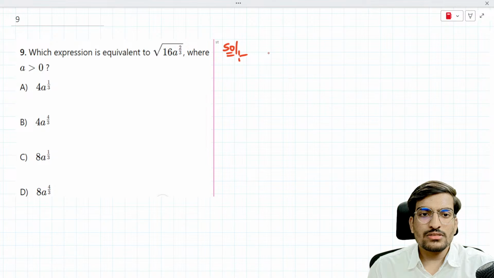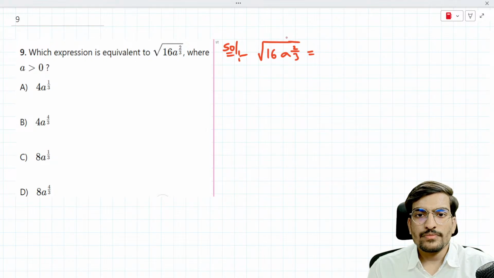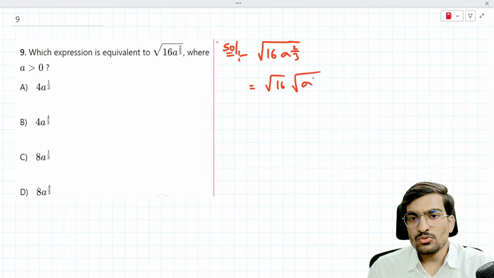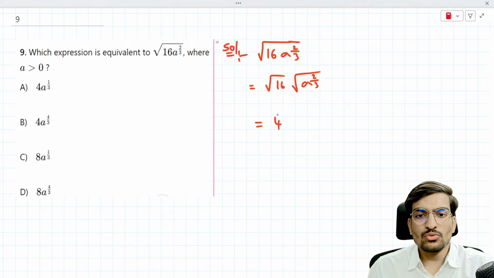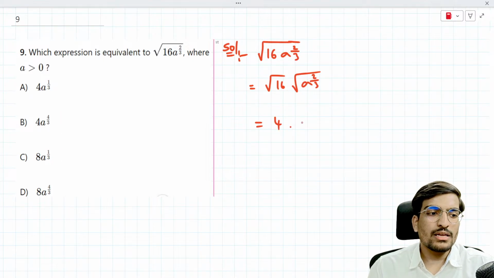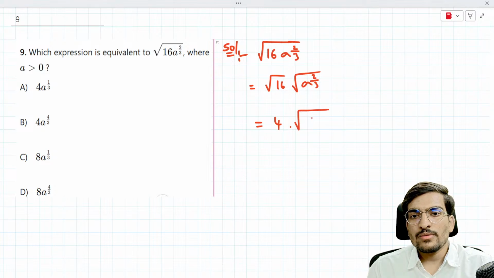Which expression is equivalent to the root of 16 A raised to the power of 2 by 3? We just have to find which one among these is equal to the given expression. So let's split this: root 16, and root of A raised to the power of 3. We don't have any root in the given options, so we are trying to remove the root. Root 16 is 4, and root of A raised to the power of 2 by 3 is A raised to the power of 2 by 3 whole raised to the power of 1 by 2.